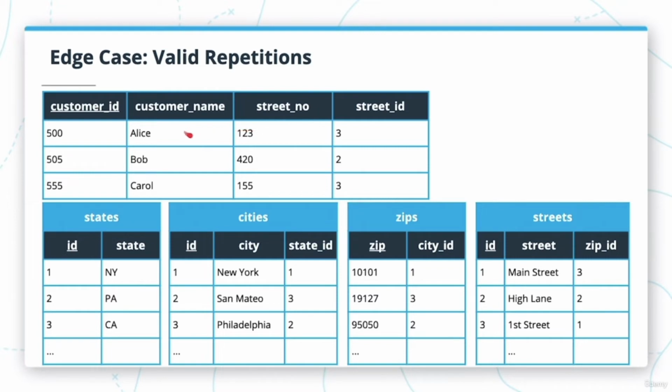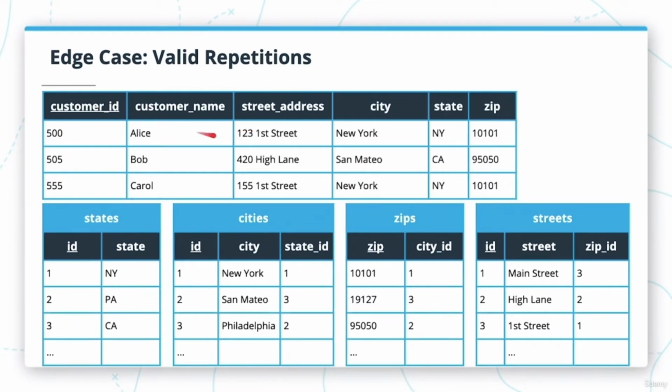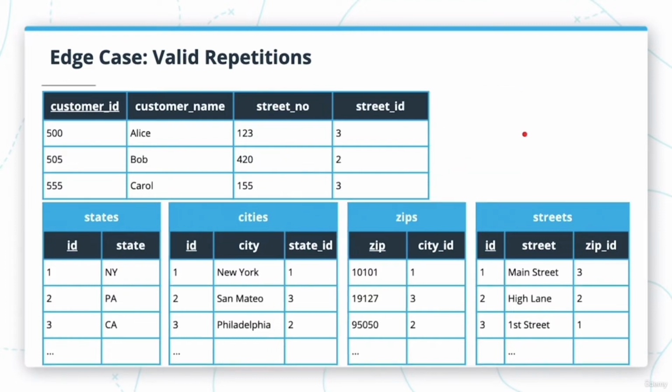So Alice's address originally was 123 First Street, New York, NY 10101. In the new data set, we only have 123 and the street ID. So we've successfully and awkwardly eliminated all transitive dependencies. Let's see if we can reconstruct the full address. So from street ID number 3, I can go in my streets table and figure out that street ID number 3, okay, I messed up my IDs here, but we'll fix them later. I just want to continue here.